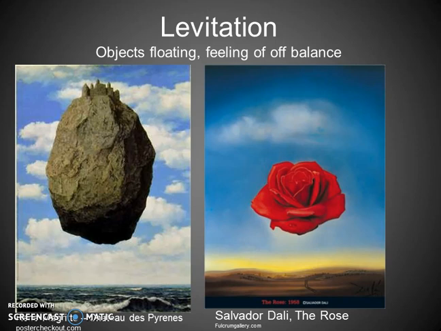Levitation is a really easy one to implement into your collage. Just basically making it appear like something is floating. So again, that's going to be determined by your background. And making sure that something feels like it is off kilter or lifted up out of space, and typically something that we would not see floating, like you can see the example here with the rock or the flower.